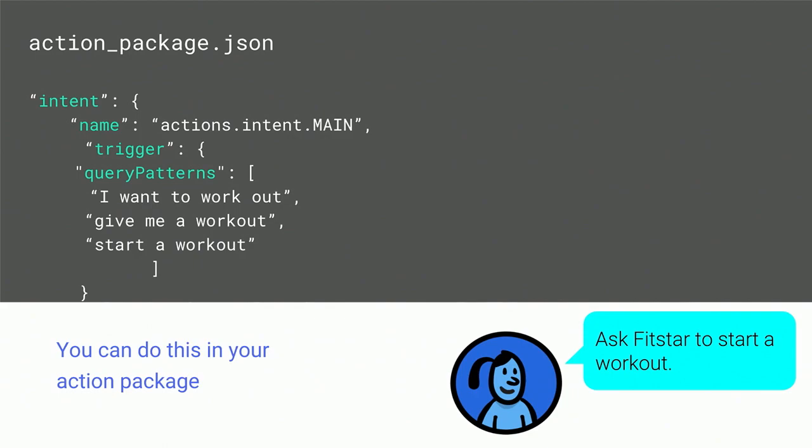If you're a developer that works directly in the action packages, what you want to do is find the intent that you want to connect the particular action phrase to, and then go to the trigger stanza. Inside the trigger stanza query patterns, you can list out all of the different action phrases that you want. So for instance, you see start a workout is there.